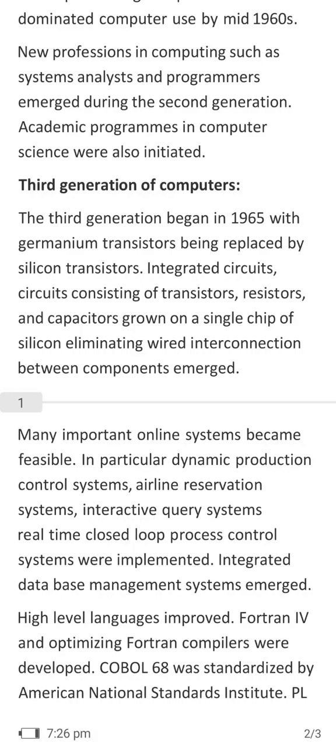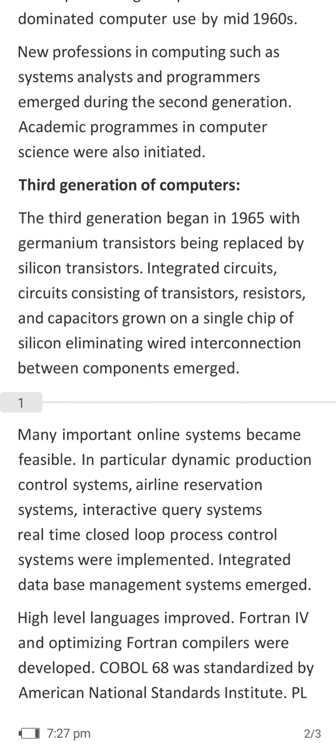Third generation of computers began in 1965 with germanium transistors being replaced by the silicon transistors. Integrated circuits consisting of transistors, resistors, and capacitors grown on a single chip of silicon, eliminating wire interconnection between components, emerged. Because of this, the computer size is reduced. Many important online systems became feasible, in particular dynamic production control systems, airline reservation systems, interactive query systems, and real-time closed-loop process control systems were implemented.